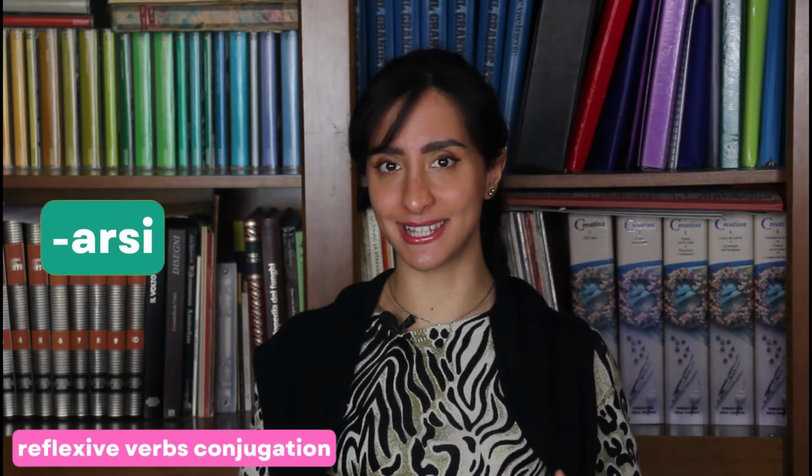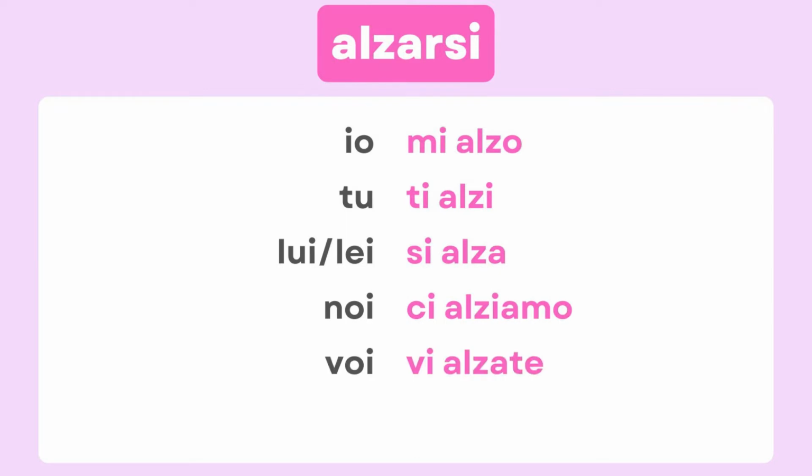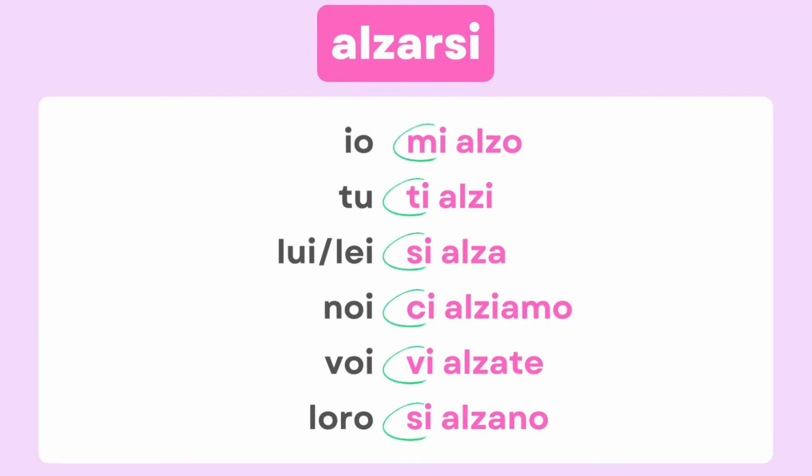Let's start with a verb of the first conjugation ending in arsi, such as alzarsi, to get up, in the present tense. Io mi alzo, tu ti alzi, lui, lei si alza, noi ci alziamo, voi vi alzate, loro si alzano. What I want you to focus on here is not the tense of the verb, in this case the present tense, because as you can see the conjugation is exactly the one you already know. But look at the pronouns we put between subject and verb. These reflexive pronouns are the object of the sentence.